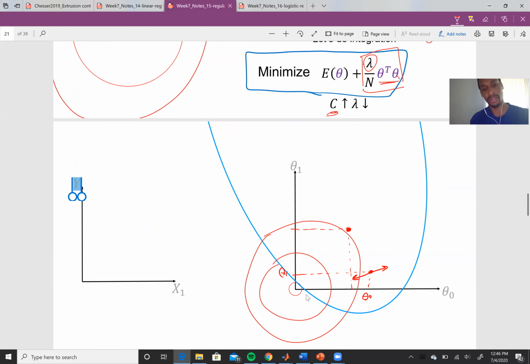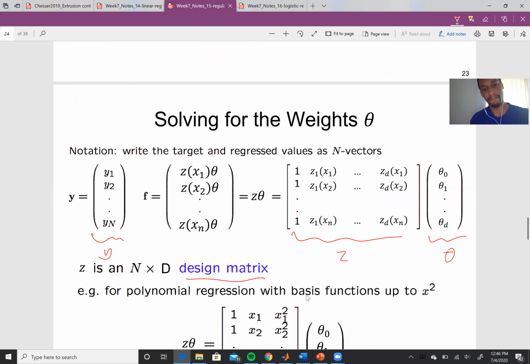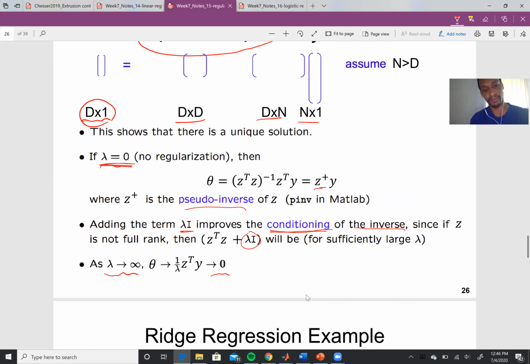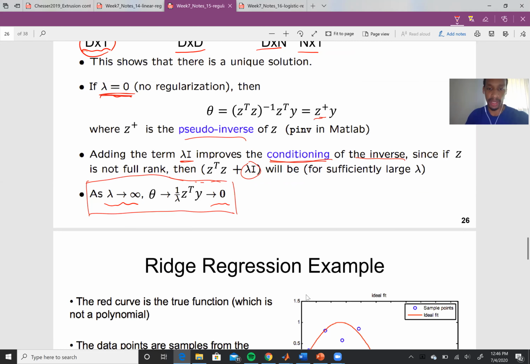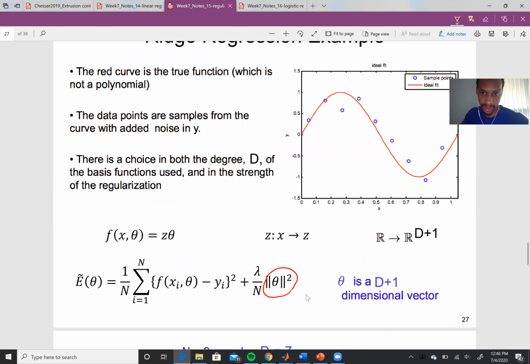So you don't want lambda to be too high, because then you get nonsense. Okay, I think we'll skip this example. We're kind of running short on time.